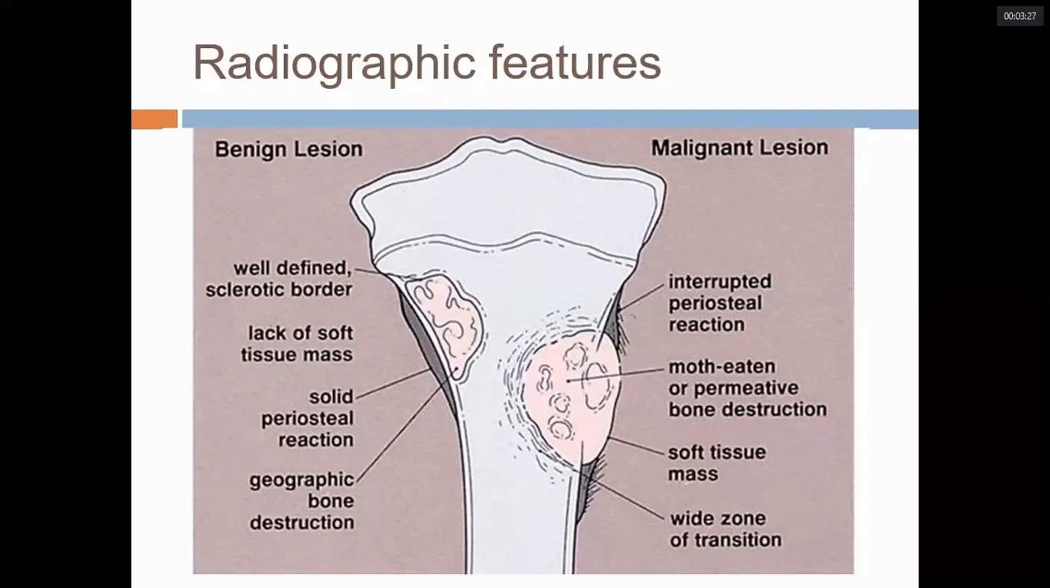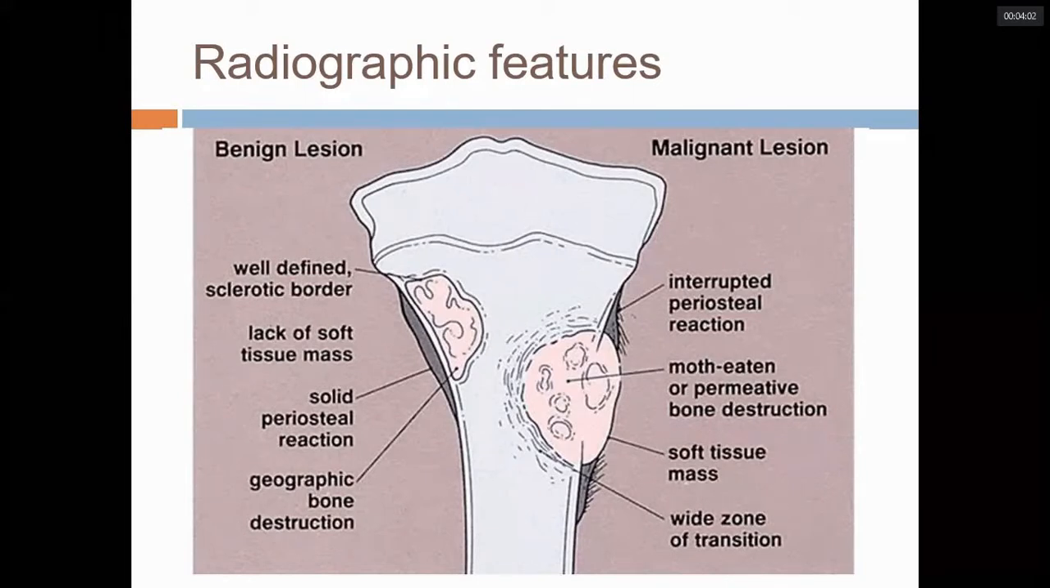Benign bone tumor has solid periosteal reaction, whereas malignant has interrupted periosteal reaction. With interrupted periosteal reaction, various forms develop, like sunray appearance and Codman triangle. In benign bone tumor there is solid periosteal reaction, and benign bone tumors have geographical bone destruction, whereas malignant bone tumors have moth-eaten or permeative type of bone destruction. Geographical bone destruction is very well defined, while moth-eaten is vague, with vague edges.